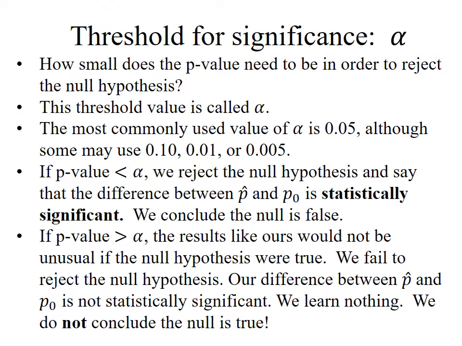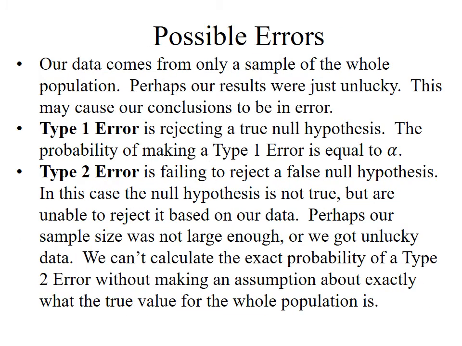So I know that's kind of a double negative in there. But this really means something. We learn nothing when we fail to reject the null hypothesis. We don't conclude the null is true. That doesn't mean the null is right. It just means this data doesn't tell us anything one way or another. It could be the null is true. It could be our sample size just wasn't large enough to bring out the difference. It could be we have unlucky data. We can't draw any conclusions one way or another.